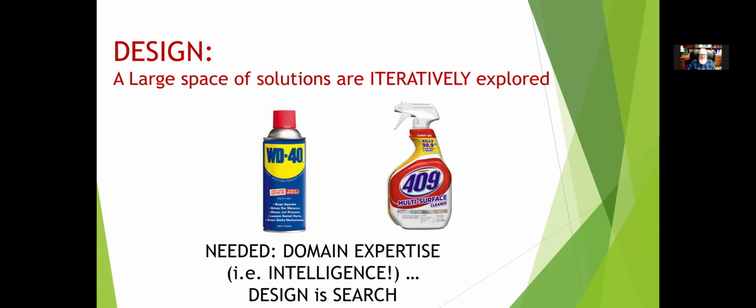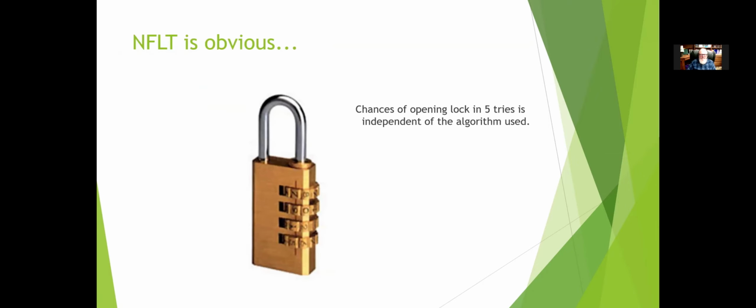Let me give you an example. We saw a bunch of search algorithms. Suppose that we had the following. We have this lock which goes between 0 and 9. I don't care what your algorithm is. The chances of opening this lock in 5 tries is independent of the algorithm used, right? There's just no way that you can apply any algorithm to get that lock opened better than any other algorithm. It is totally something called a blind search.